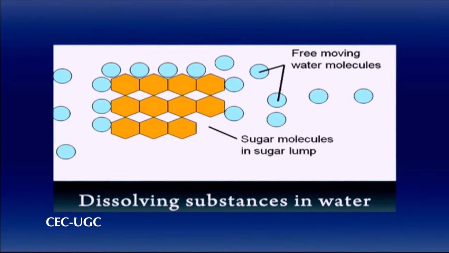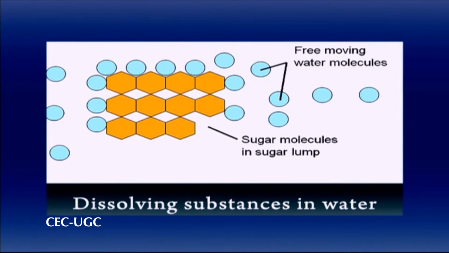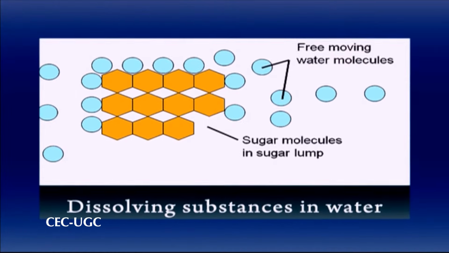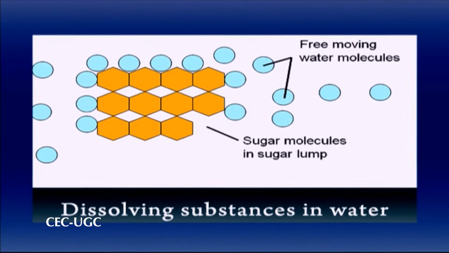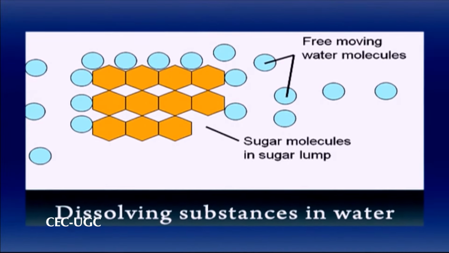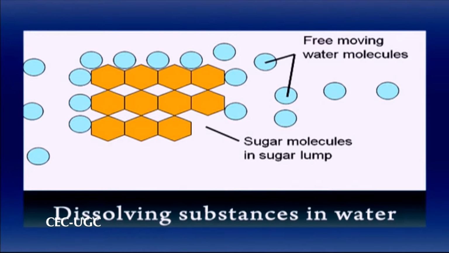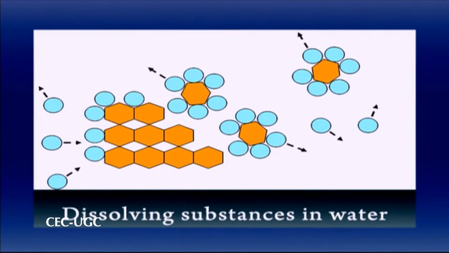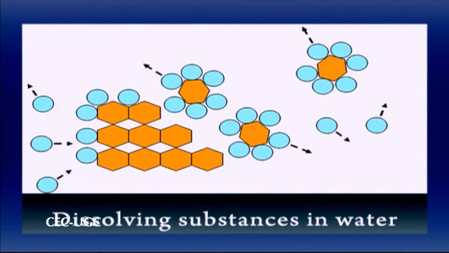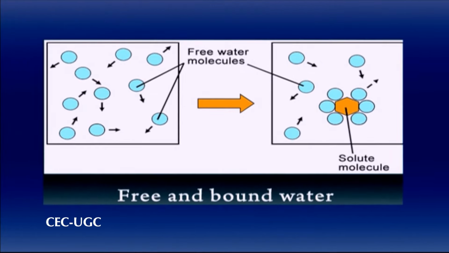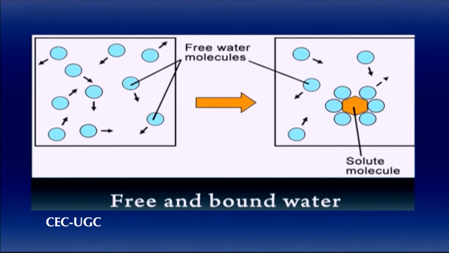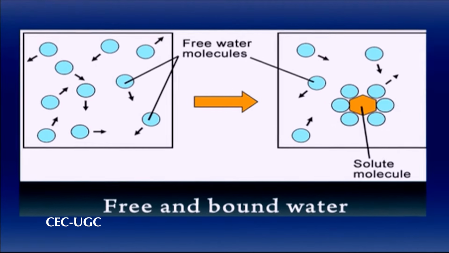Now, when we dissolve a substance in water, the molecules in liquid are constantly moving. When water molecules bump into particles of soluble substance, they stick to them. When the water molecules move away, they carry particles of solute with them. Adding a solute to water reduces the amount of free water molecules.